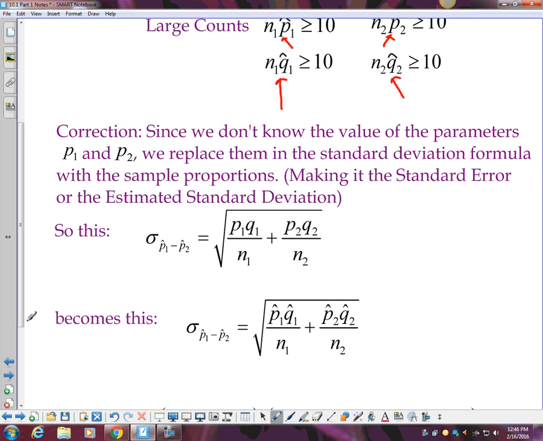Okay, and that's basically what this is. So this formula is what you're going to see on your formula sheet, but we are changing it to this because we don't have population information. We have sample proportions. So we're going to call this the standard error or the estimated standard deviation because we're doing the best we can because we don't know what P and Q are.